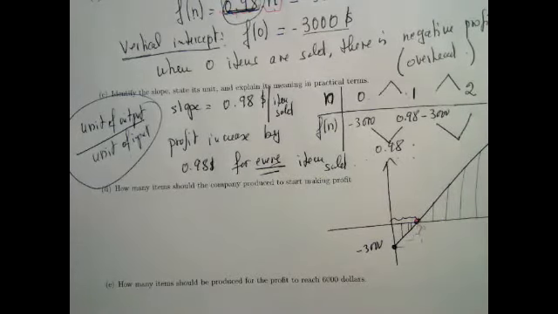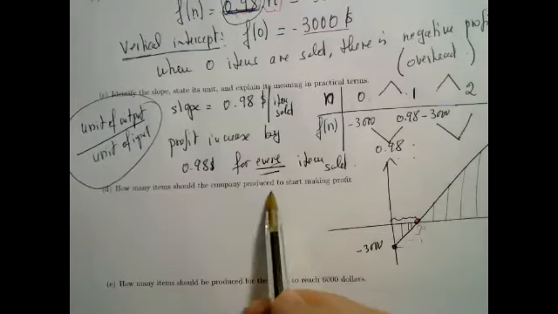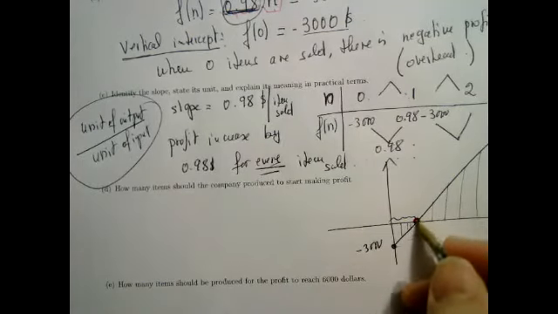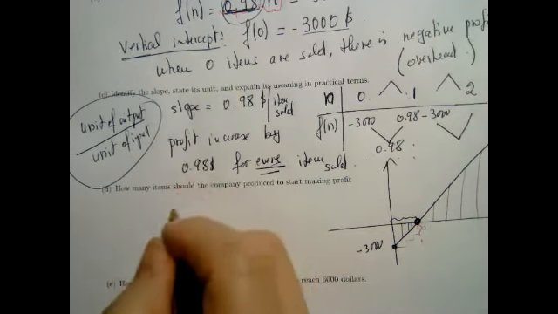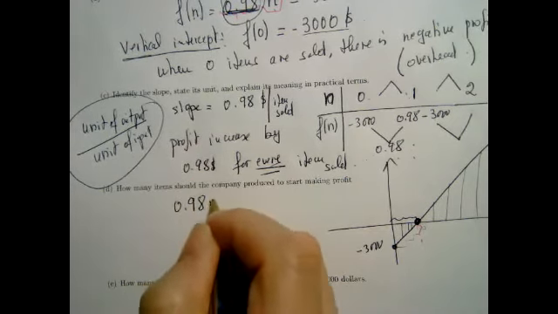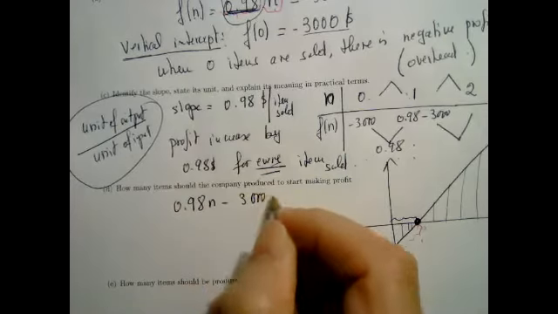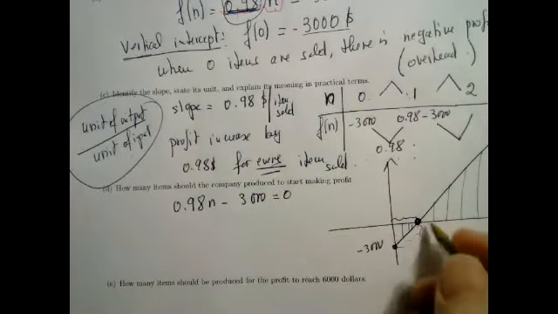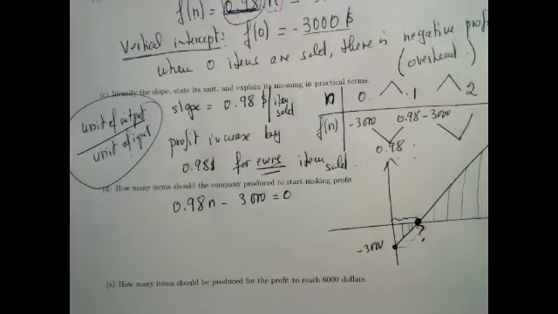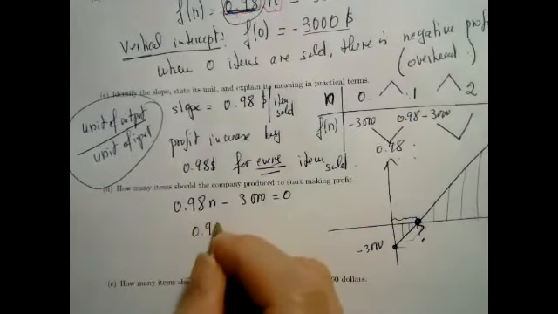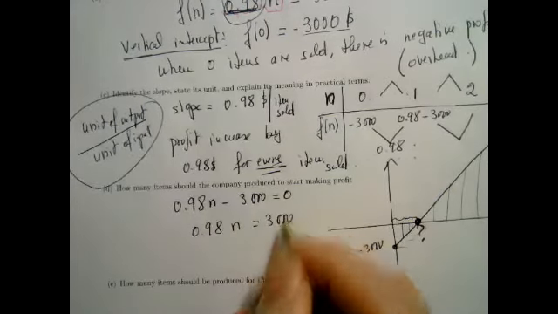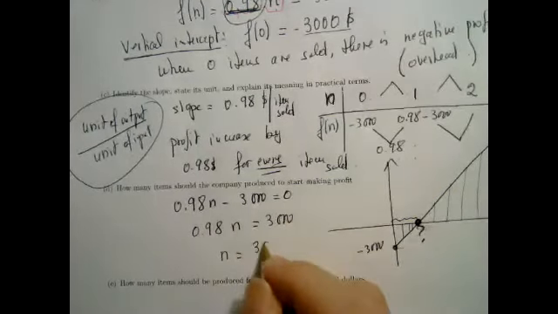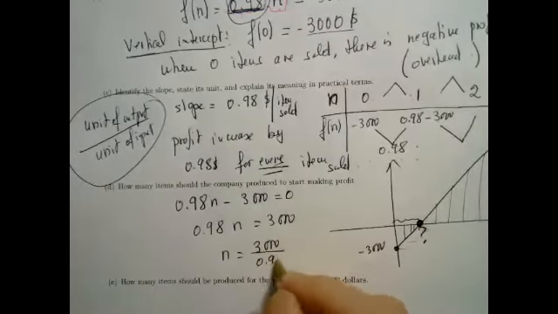Now we have the profit. So how many items should the company have to start making profit? First, we want to see when the profit is 0, and after that, it starts making profit. So first, we're going to set our equation equal to 0. And after that, we start making profit, so we basically are after this number. So now we solve, and that's where Connor gave me the answer. n equals 3,000 over 0.98.